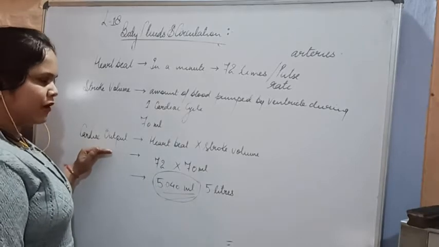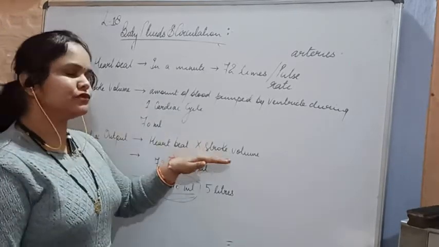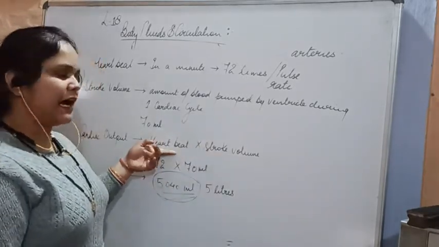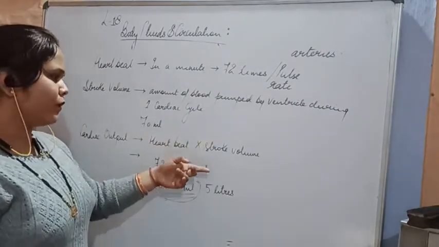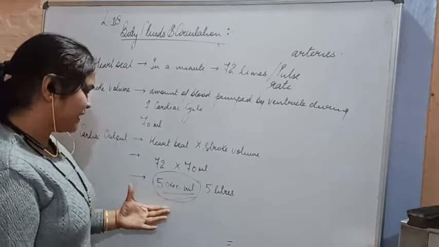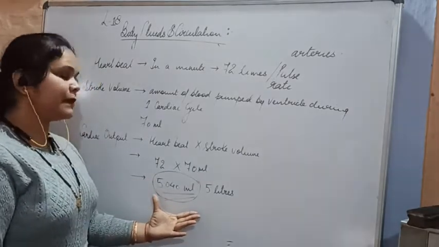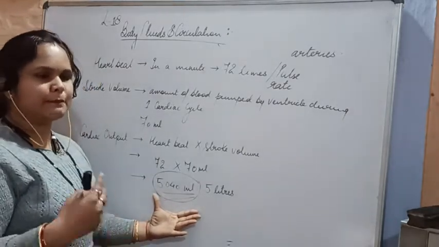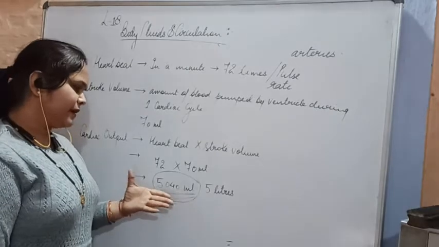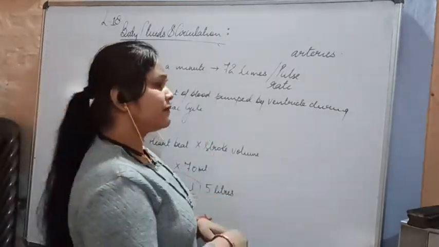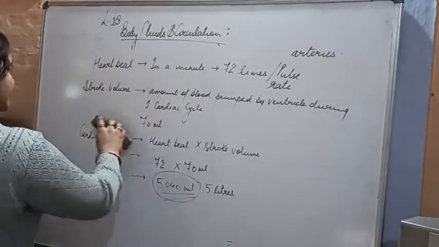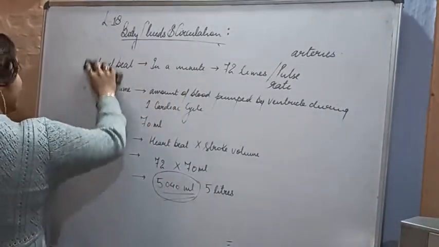What was the cardiac output formula? Heartbeat into stroke volume. The heart beats 72 times in 1 minute, and the stroke volume was 70 ml. So together the volume being pumped by our heart will be 5040 ml, that is 5 liters of blood. So here we finish with the heartbeat, stroke volume and cardiac output.